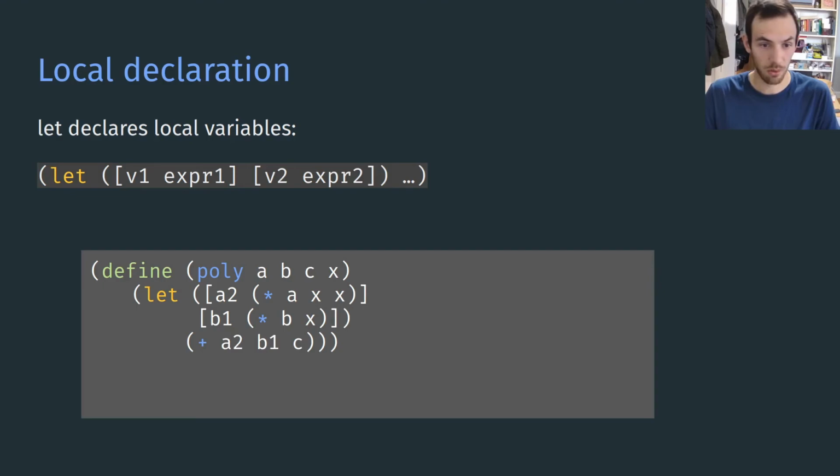In the example below, we write a function that computes the polynomial with coefficients a, b, c and input x. We first bind a times x squared to a2, and we bind b times x to b1. And finally, this is the expression plus a2, b1, c. And so this evaluates to a times x squared plus b times x plus c.